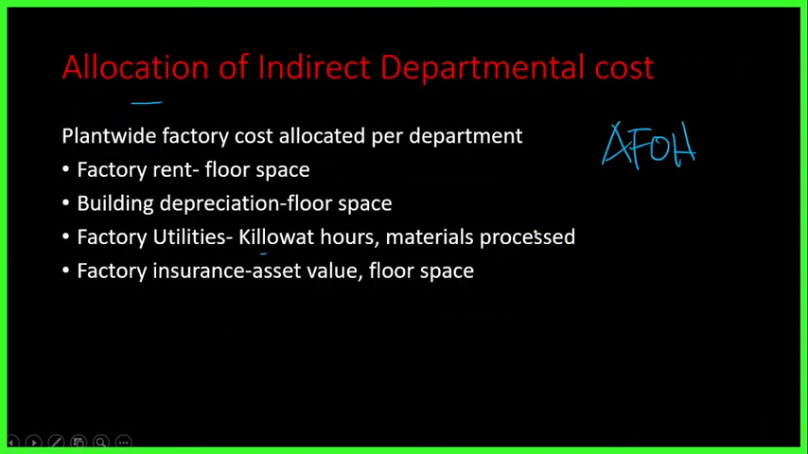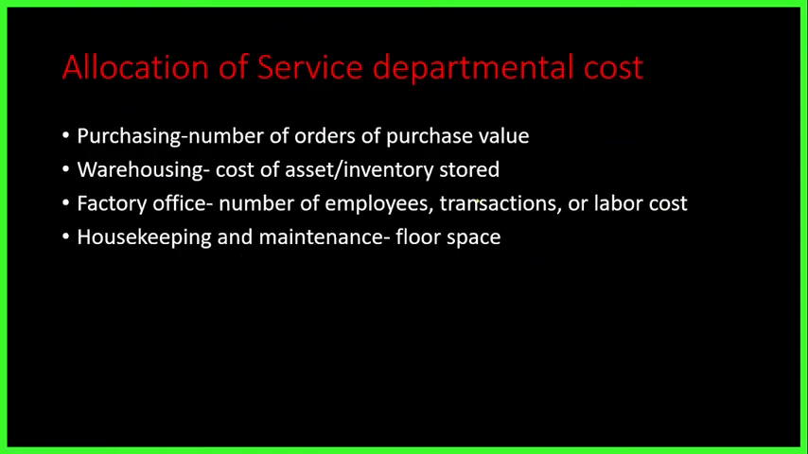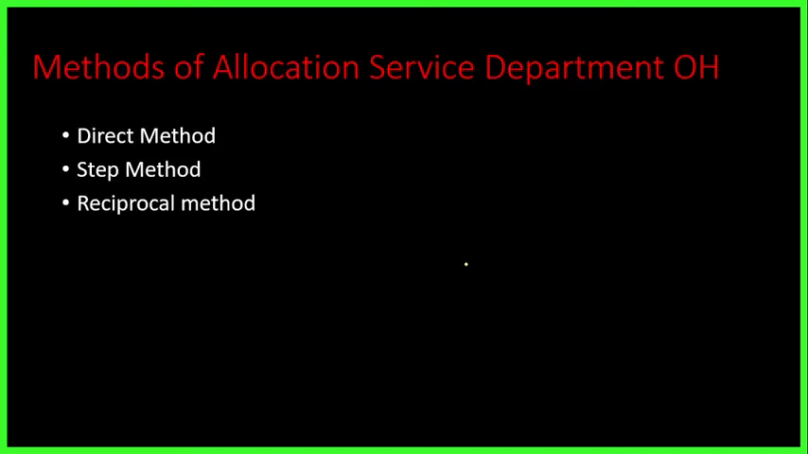Let's go to the examples. For example, purchasing can be allocated based on the number of orders, or purchase value. Then you have warehousing, which can be allocated based on the cost of asset or inventory stored. Factory office, housekeeping and maintenance can be allocated based on your floor space. Now, methods of allocation. I already discussed these.